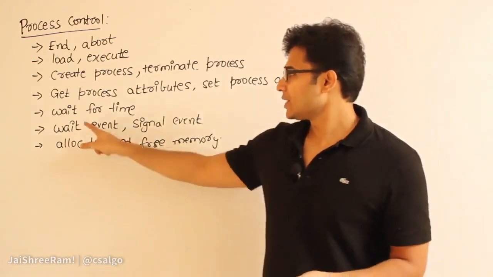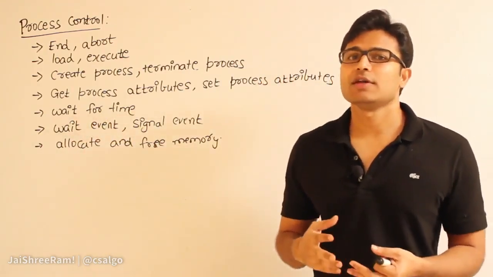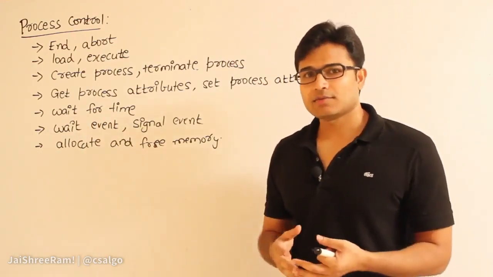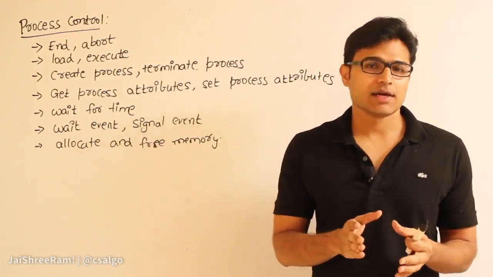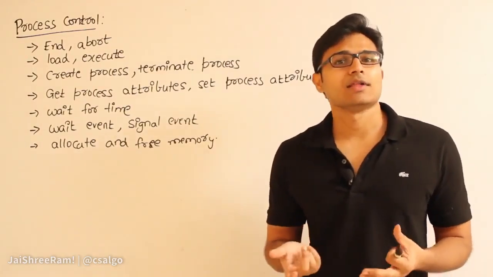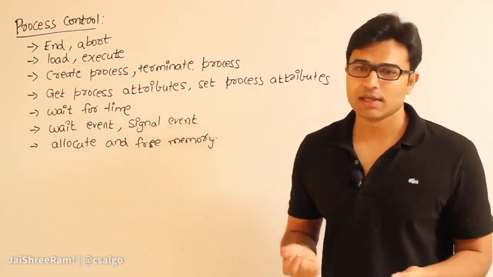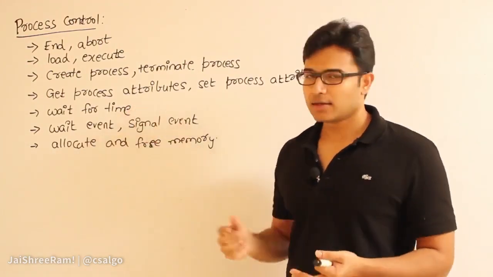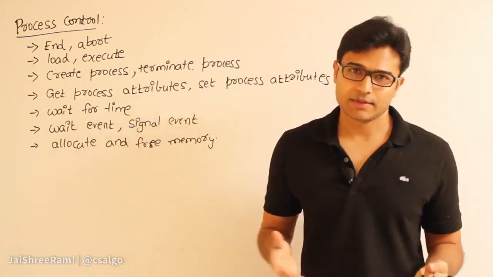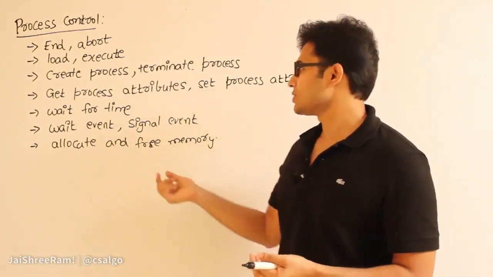And the next one is wait for time. Some operating systems also call it sleep. Sometimes we want to suspend a process for some time, then we call the system call sleep, and sleep is provided by most of the operating systems. You can set the time, sleep for 5 minutes, sleep for 10 minutes, something like this. So we can do that using the system calls.